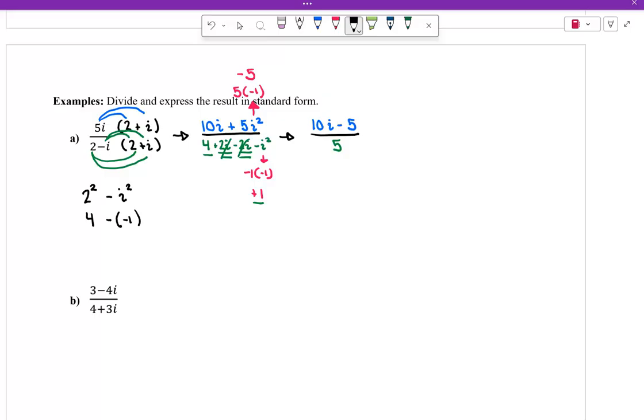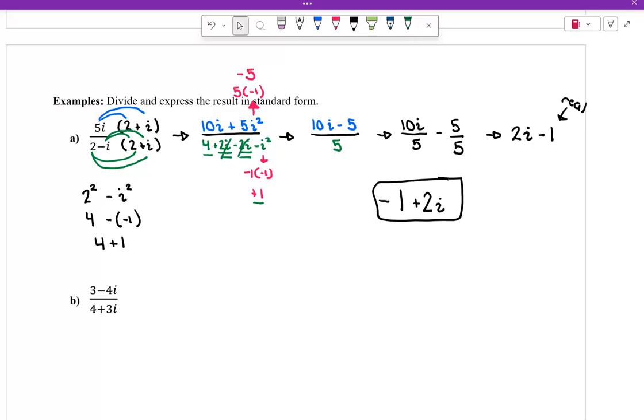i squared is a negative 1. So it's going to be 4 plus 1, which gives us the 5. Now, let's reduce it. So to see it better, I'm going to rewrite it as 10i over 5 minus 5 over 5. 10 divided by 5 is 2i. And then minus 5 divided by 5 is 1. But remember, this real part has to come first. So it's going to be negative 1 plus 2i.